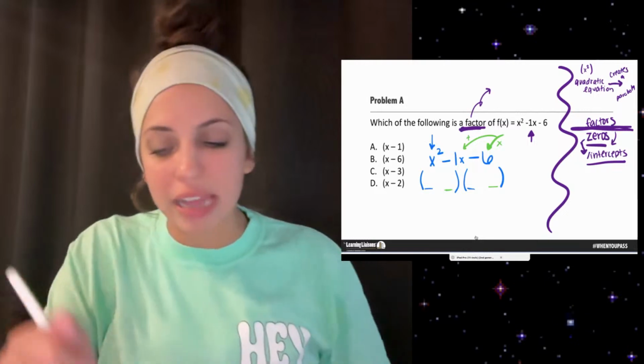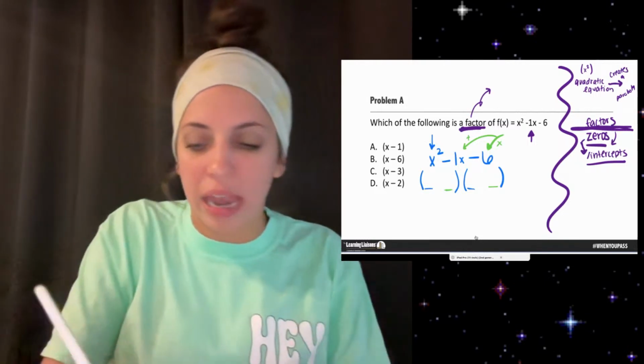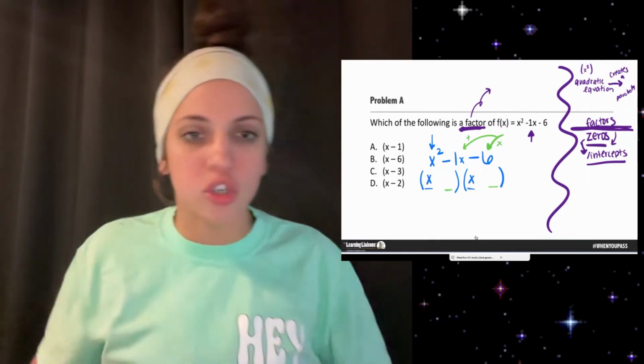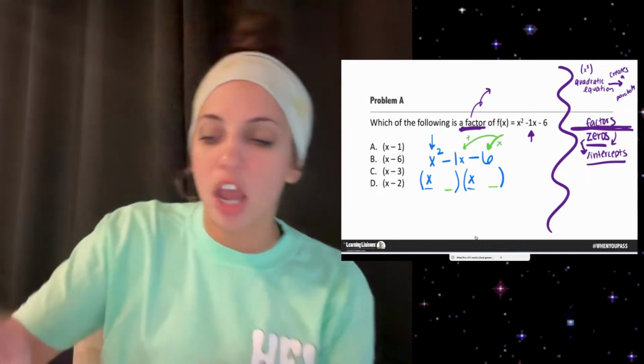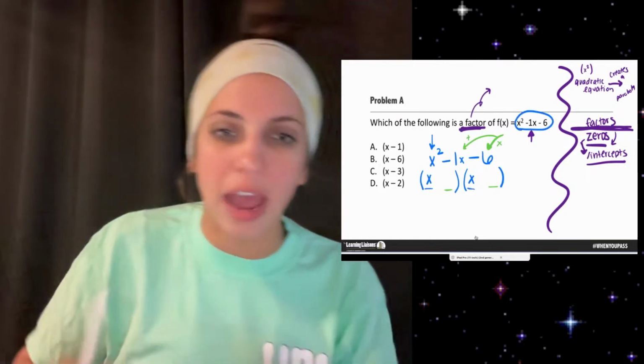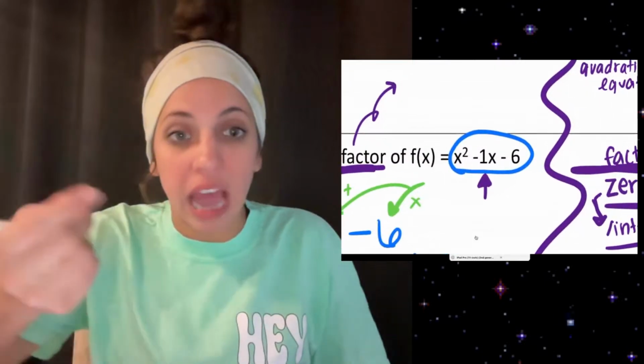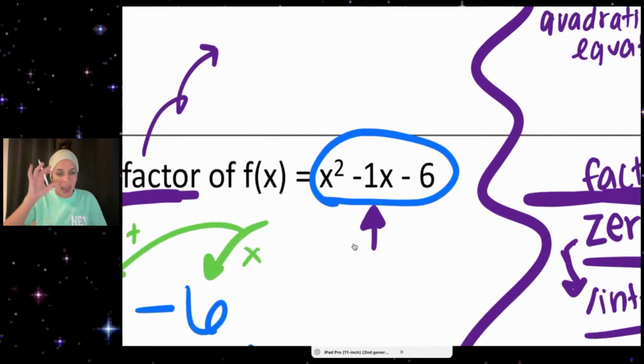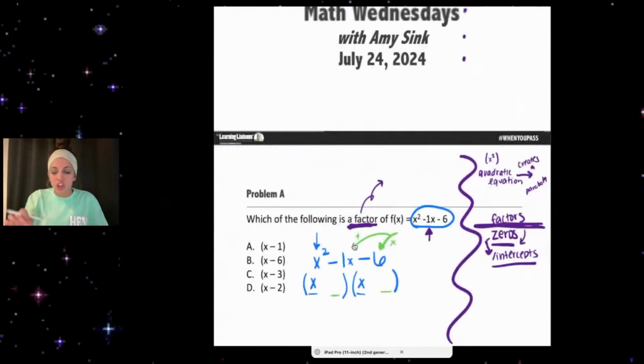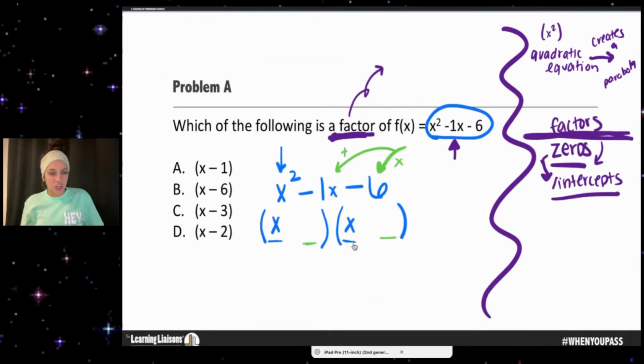So if I just have x squared, I know that x times x is x squared. That's the easiest thing. If you're factoring a quadratic that only has an x squared in the front, those are the easiest kind to factor because I don't have to take into consideration a coefficient in the front. I just know that an x and an x are going to go there. Now, I need to figure out what adds to give me -1, but multiplies to give me -6.